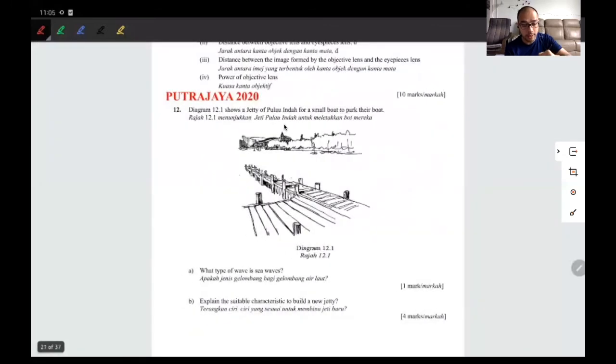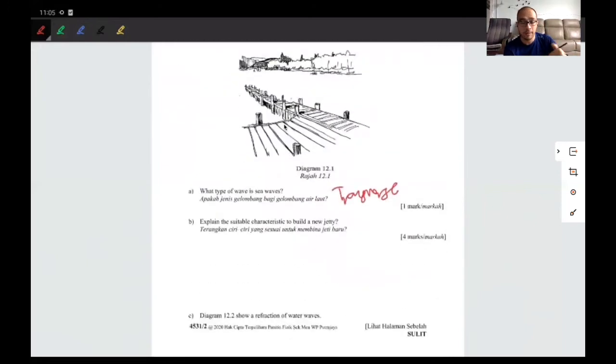So what type of wave is C wave? C wave is transverse lah. C waves is transverse wave, right? Yeah, transverse. Transverse is the one that goes up and down. Longitudinal, yeah, okay. So explain the suitable characteristic to build a new jetty. It's interesting, huh? Okay, you want to build a new jetty. Okay, you build it at cape. Okay, high retaining wall. This one also high retaining wall. All this can be found in the black book.